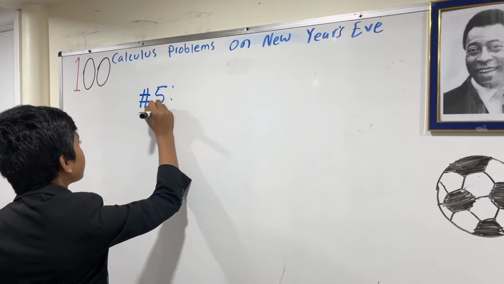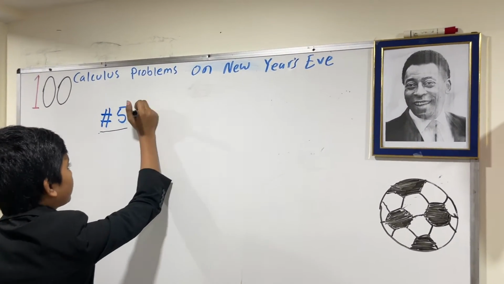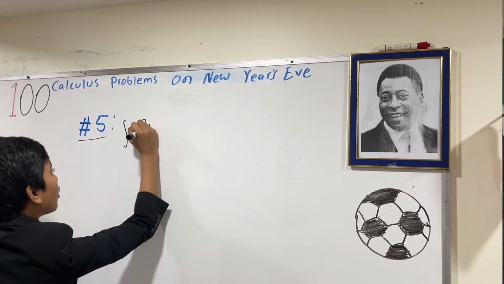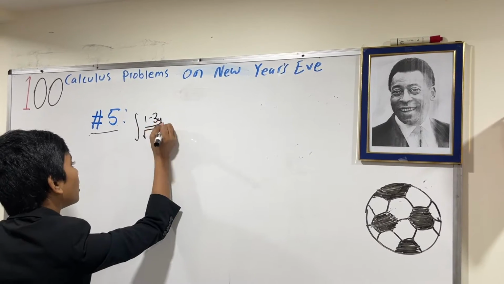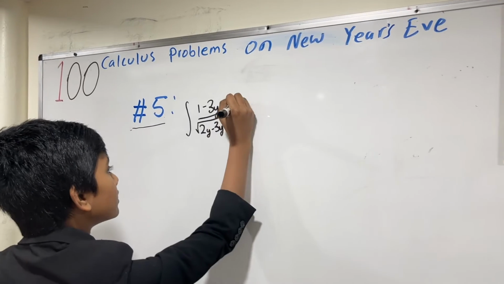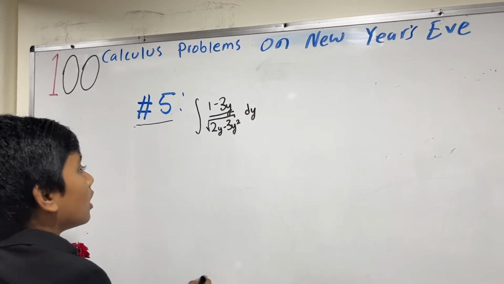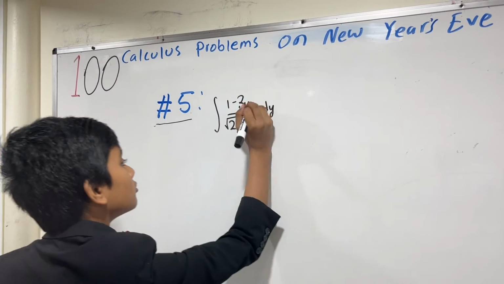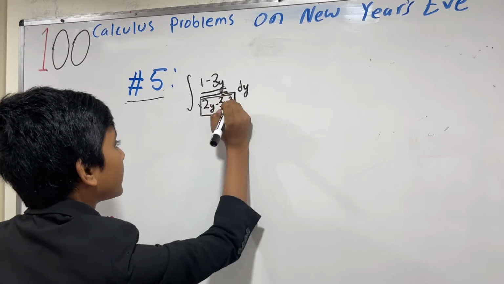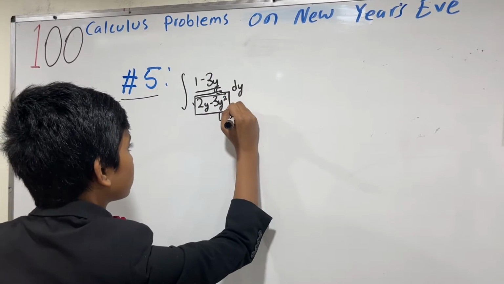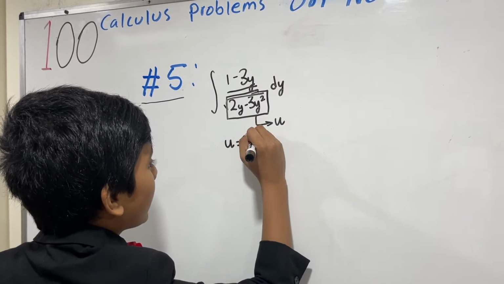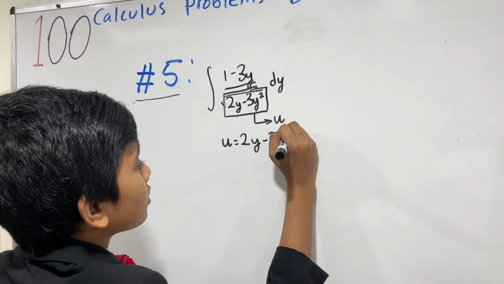Today we're doing problem number 5 of integrals, and we are going to be integrating 1 minus 3y over the square root of 2y minus 3y squared dy. Okay, so what we have to do here is we have to use u-substitution. And in this case, 2y minus 3y squared without the square root is our u. u equals 2y minus 3y squared.